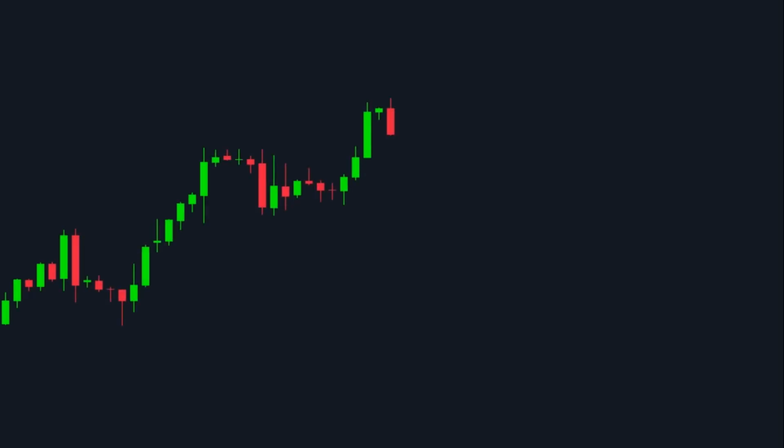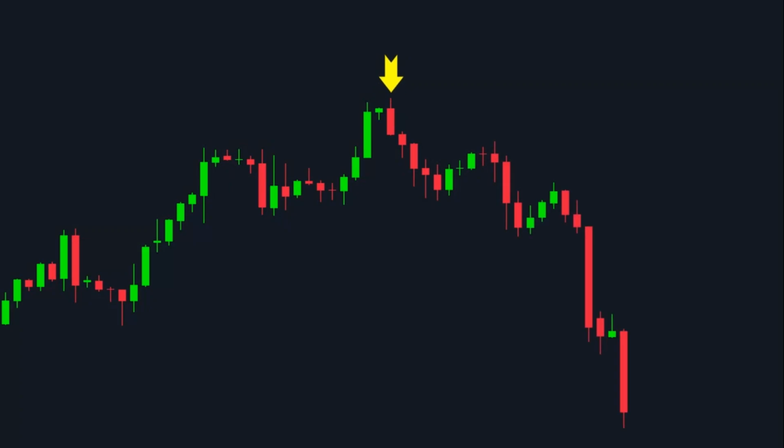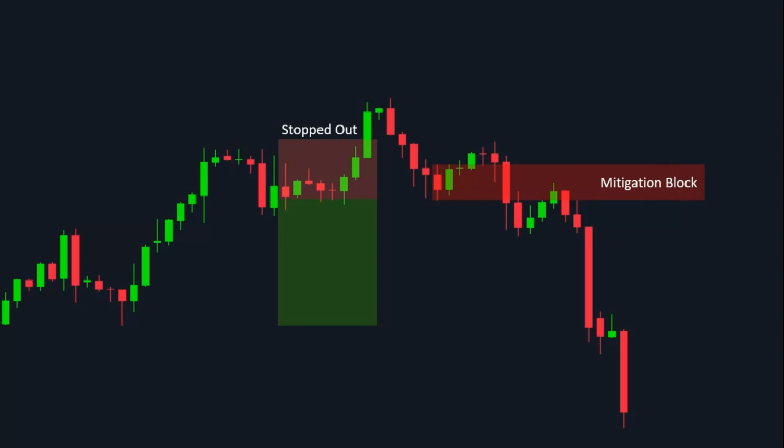One of the biggest frustrations for traders is watching the market reverse from a level you didn't recognize and wondering, why did price respect that exact candle? Or maybe you've entered too early, only to get stopped out before the move actually begins. Understanding the mitigation block can solve this problem. It helps you identify where institutions revisit price to fill their unmitigated orders, giving you a precise entry level with higher probability and reduced risk.